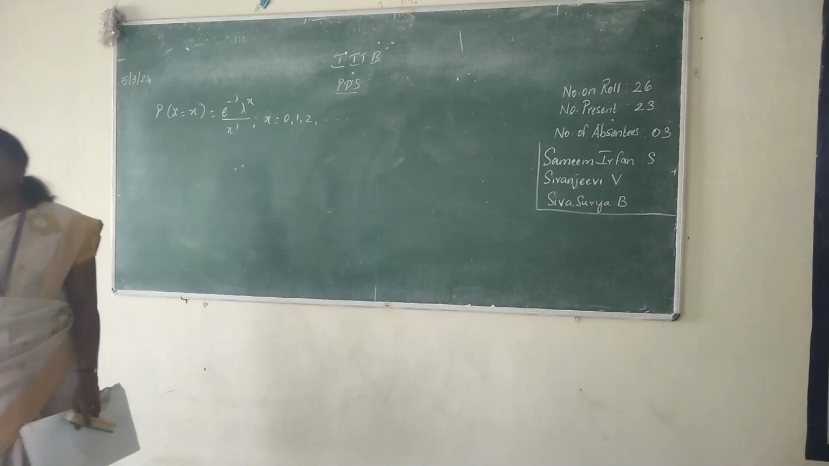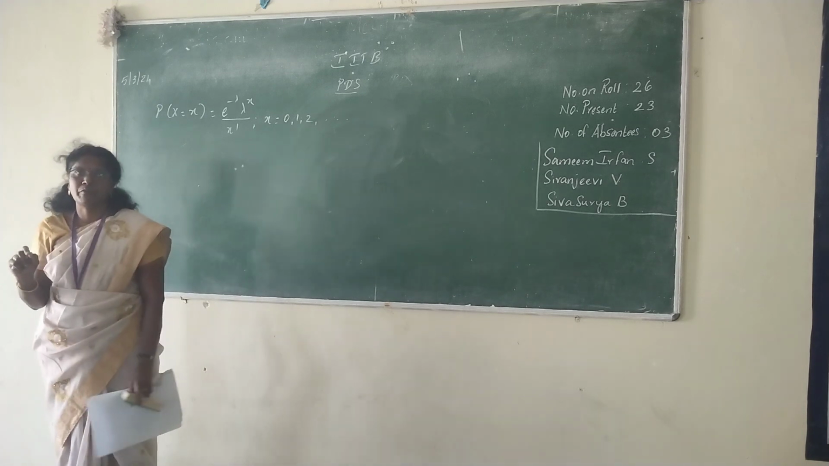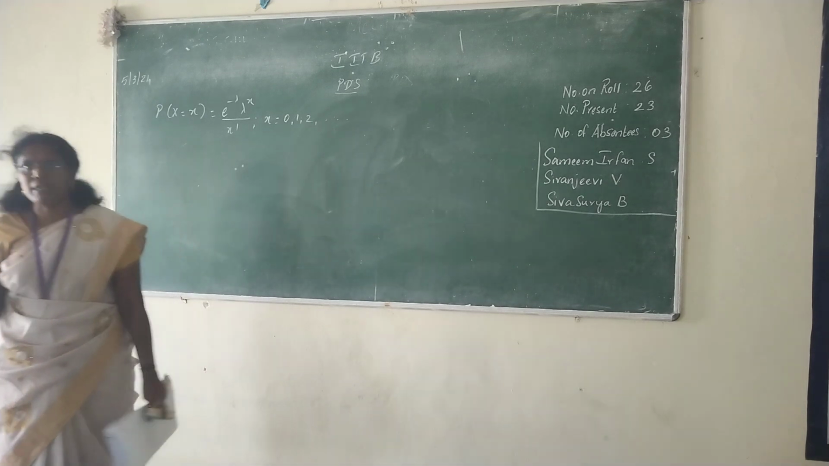Now we can connect the binomial distribution and the Poisson distribution as a limiting distribution, by imposing some conditions.